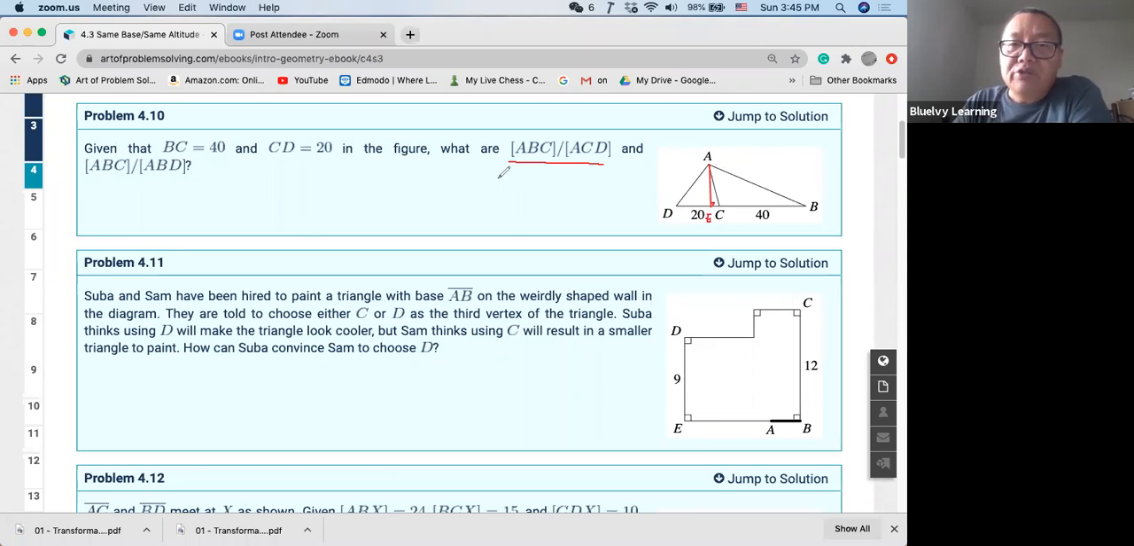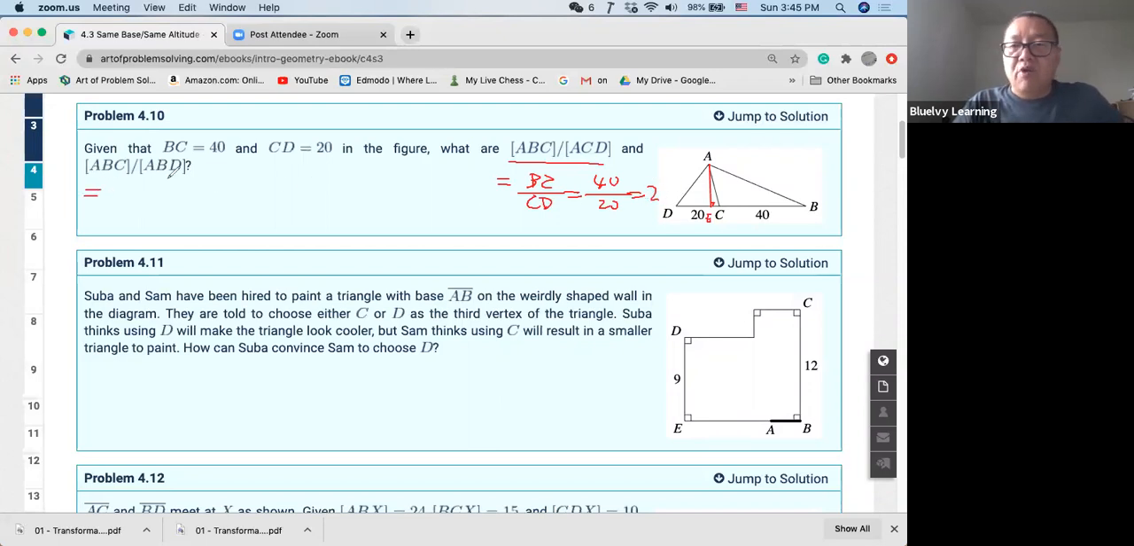Then we can get this ratio, because they have the same height, it is just the ratio of their bases, which equals BC over CD. This one equals 40 over 20, so this one equals 2. The ratio of the areas of these two triangles equals 2. Because they have the same height, you just cancel out their height. You got this ratio equals 2.